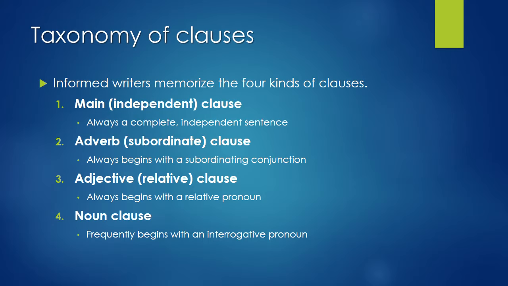Informed writers frequently memorize the four kinds of clauses, which is the subject of this lesson, this presentation. First, there's the main or independent clause. That is always a complete independent sentence that can stand on its own. Second is the adverb or subordinate clause, which always begins with a subordinating conjunction. Third is the adjective or relative clause, which always begins with a relative pronoun. And fourth, the noun clause, which frequently begins with an interrogative pronoun.